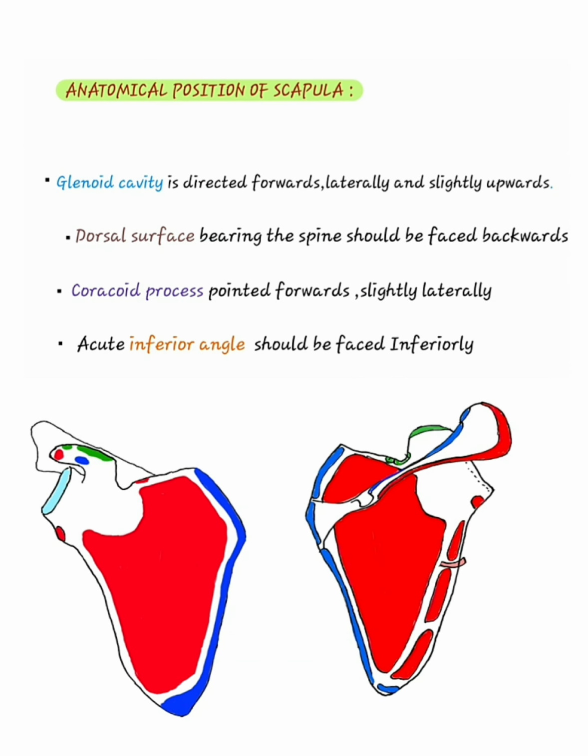Let's see anatomical position of scapula. Glenoid cavity is directed forwards, laterally and slightly upwards. Dorsal surface bearing the spine should be directed backwards. Coracoid process is directed forwards and slightly laterally. Acute inferior angle should be faced inferiorly.